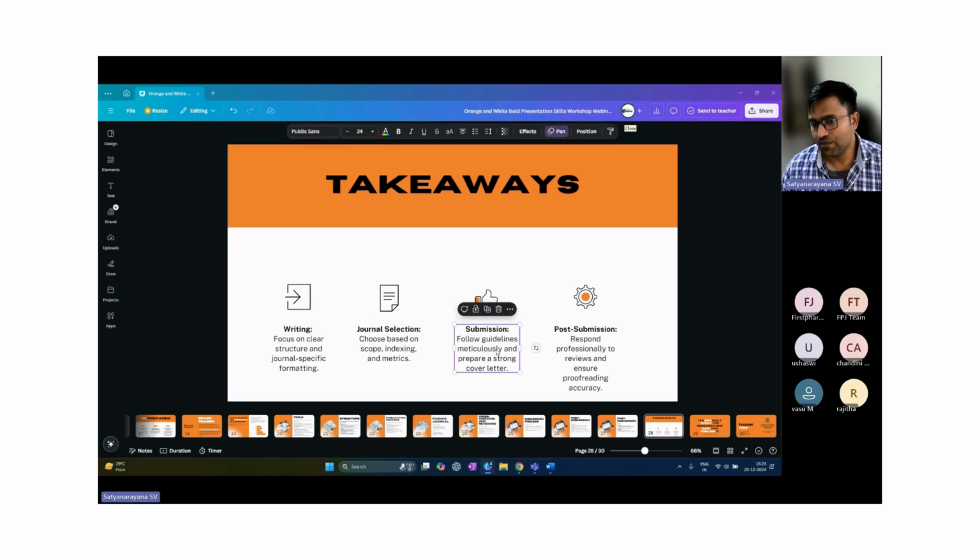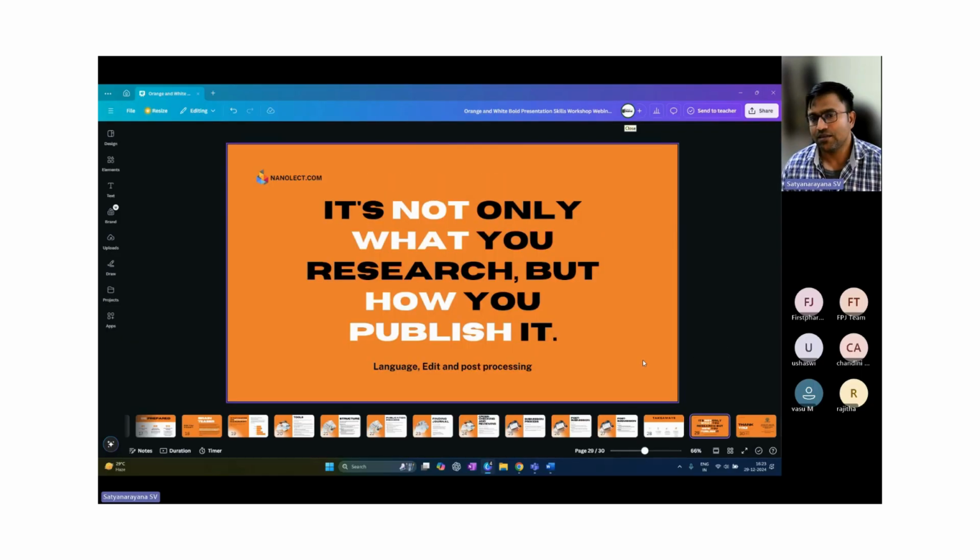Then submission is so important. While submitting, you must consider the guidelines of the journal, set your paper according to them, and then publish. Then in post-submission, you need to respond properly to the reviewers. They will give you some time, and within that time only you need to revise your article. If you don't respond in time, they won't accept it. It is not only what you research, it is also how you publish that is so important nowadays.